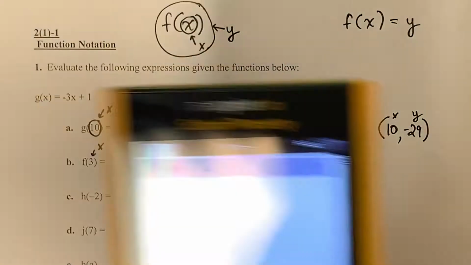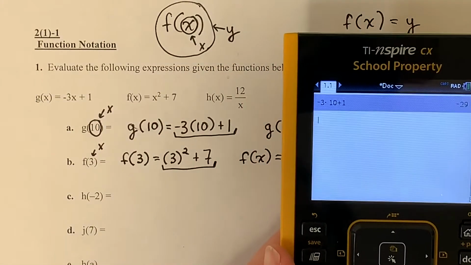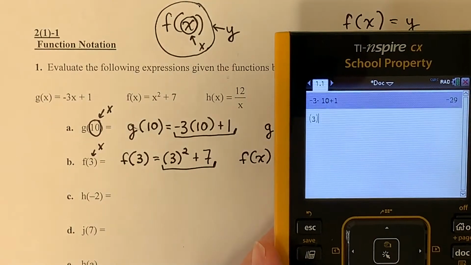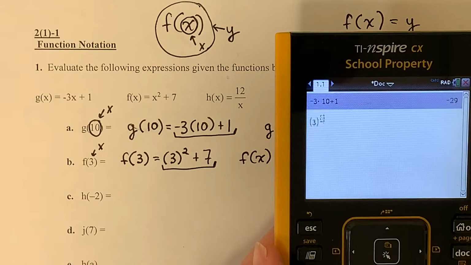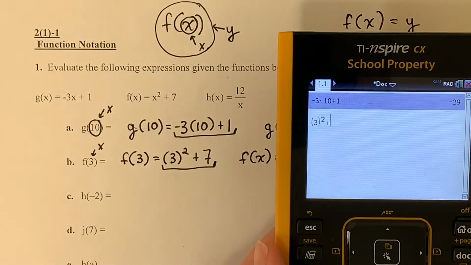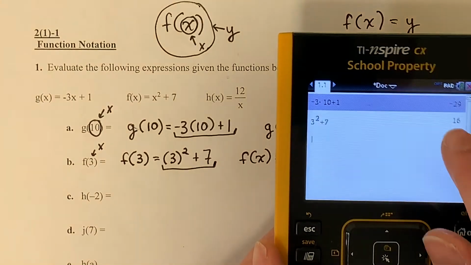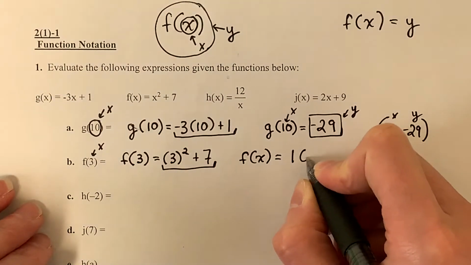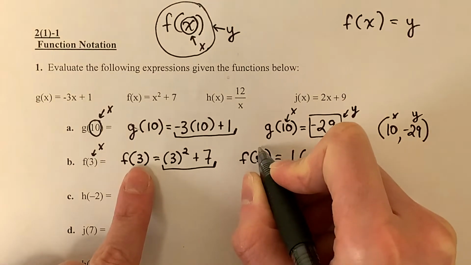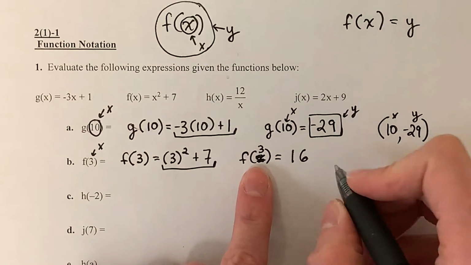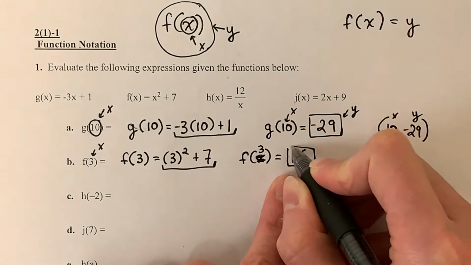calculator. So I'm going to put parenthesis 3, parenthesis, squared. I'm going to use the little triangle thing. Squared, go to the right to exit out of the exponent, plus 7, enter. I get 16. Sorry, this is 3. I can't believe I did not copy that. f of 3 equals 16. So this is my answer here, 16.